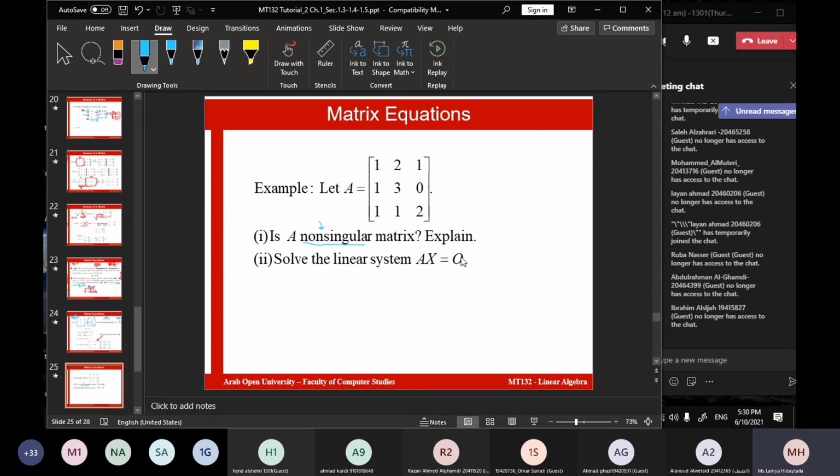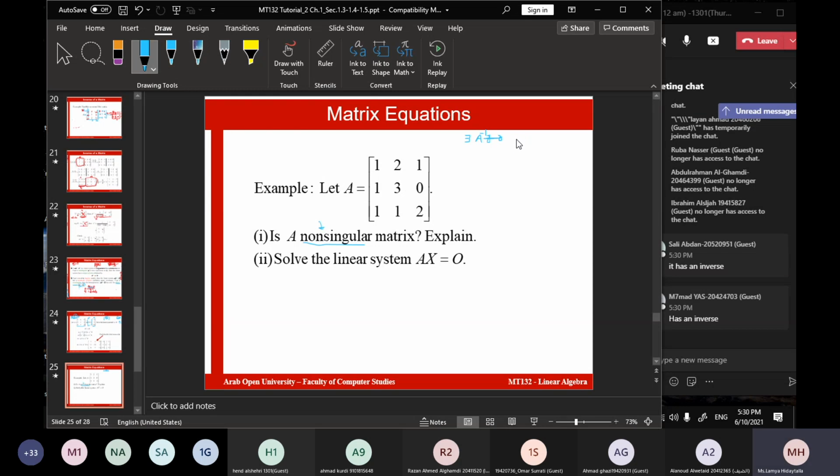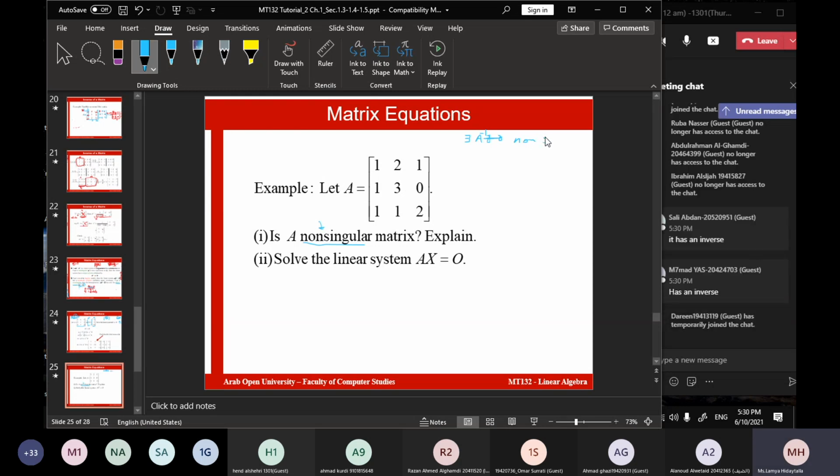When we say that the matrix is non-singular, it means it has an inverse, right? If A inverse exists, this implies the matrix is what? It is non-singular. Okay, so we want to prove that it is non-singular.